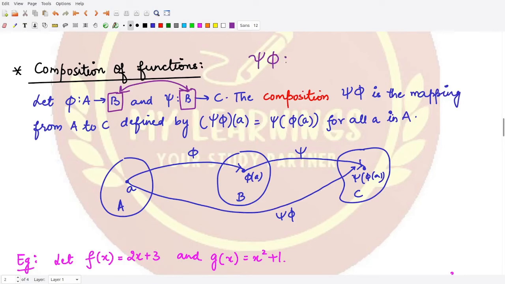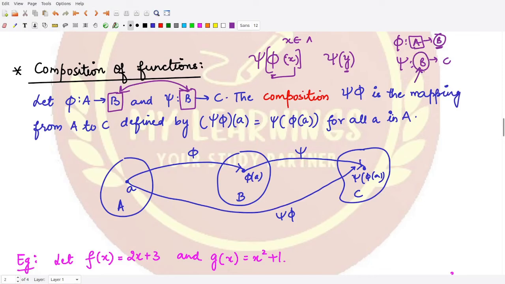Why is this so? Because phi is defined from A to B, and psi is defined from B to C, right? So if you take some element x here, how would you solve it? First of all, you will solve it for phi. So this x should belong to A, right? And when you solve this phi of x, it would be a member of B. So whatever element y you are getting is now a member of B, and the domain for psi is also B.